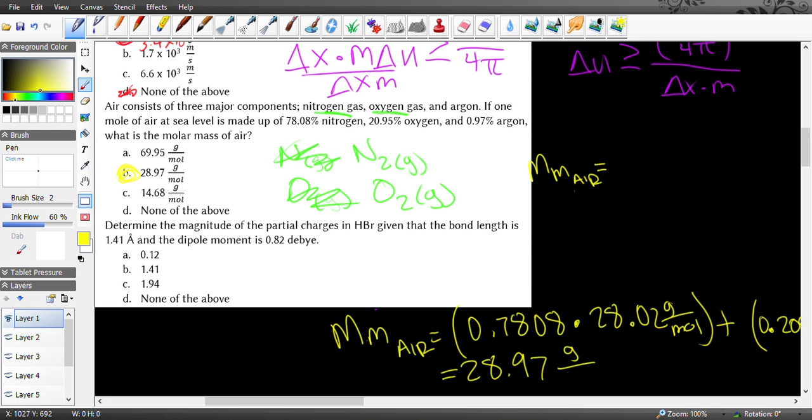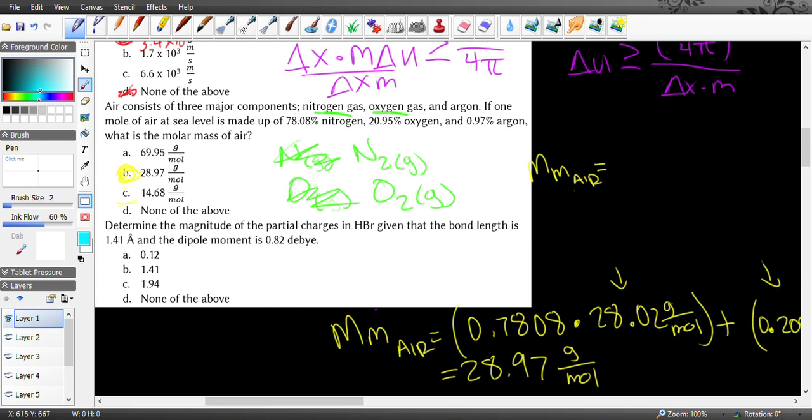28.97 grams per mole. Now, if you get this answer right here, it's not right because you used half of this and half of this, so you're not going to have the right answer. This number right here comes from just adding them all together, and it's not none of the above. So your answer is B.